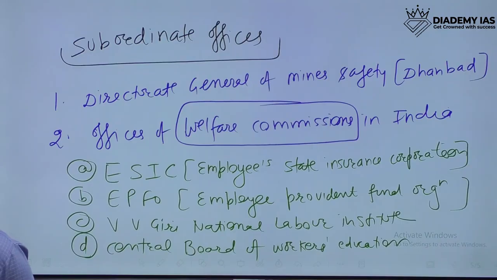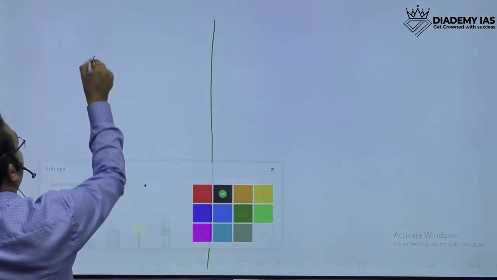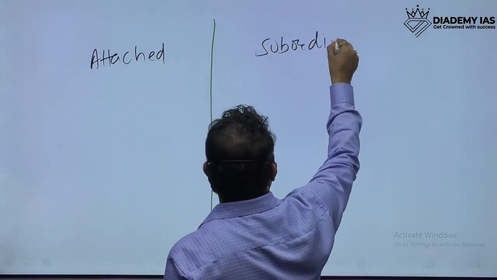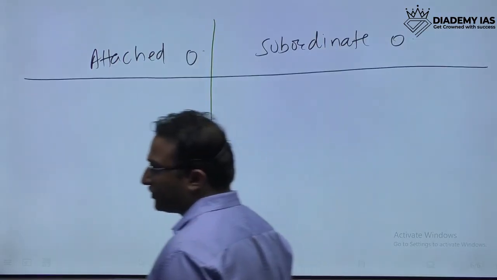So what is the difference between the attached office and the subordinate office? Basically, attached offices are generally responsible for executive direction, and they are mostly technical departments. Let us see the difference between the attached offices and subordinate offices.